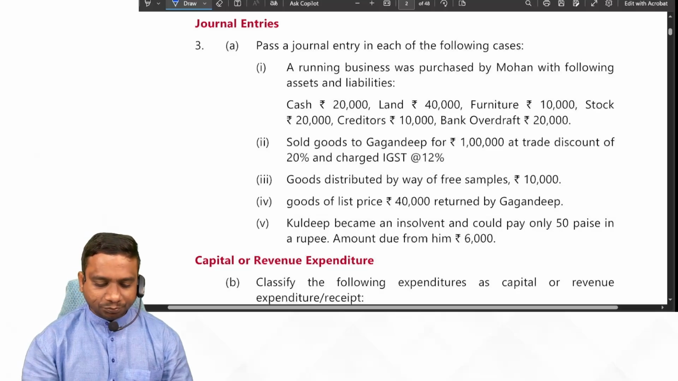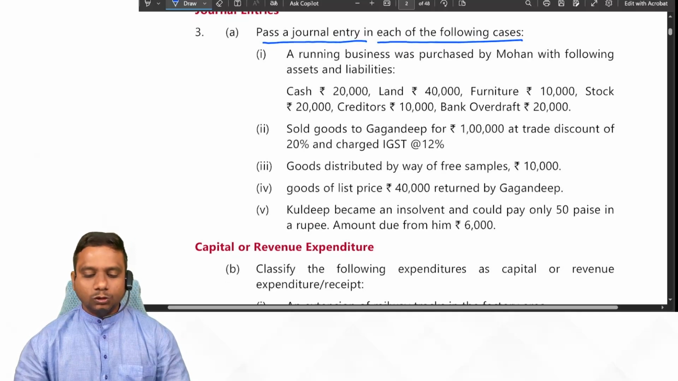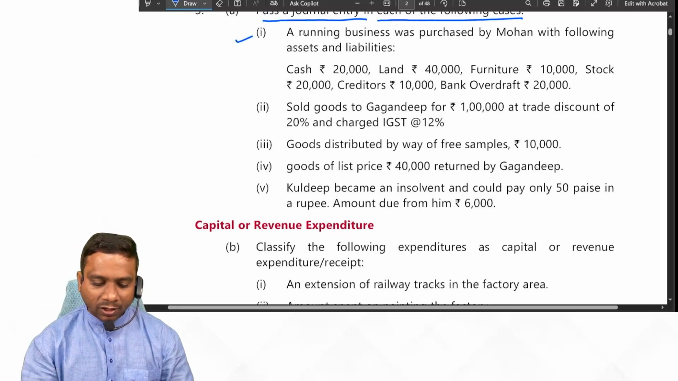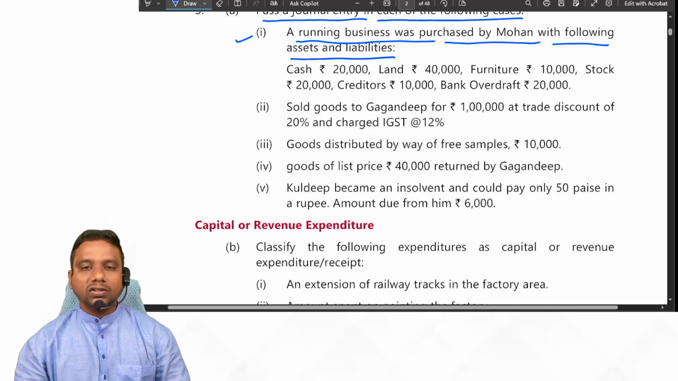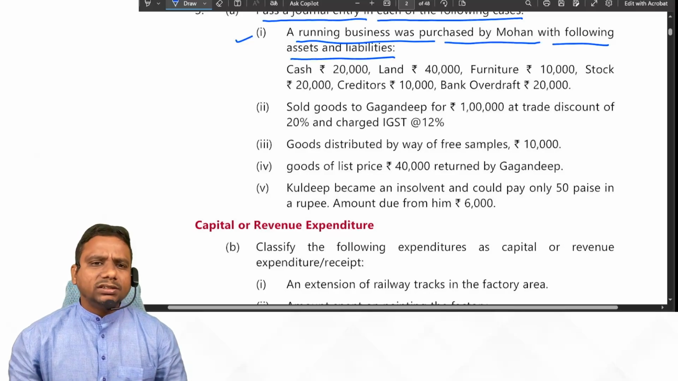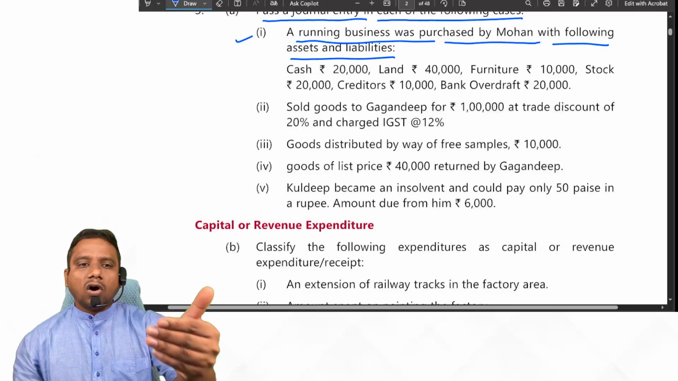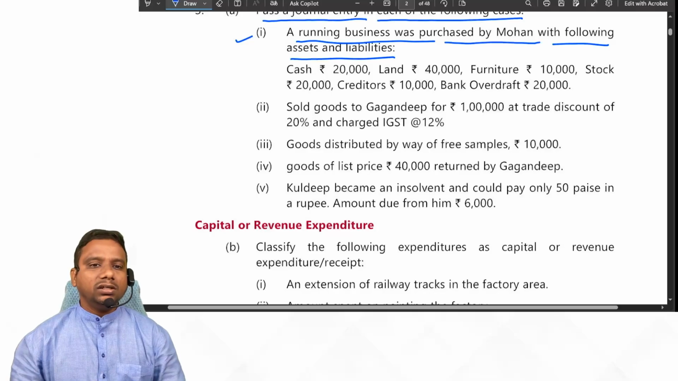Look carefully. Pass a journal entry in each of the following cases. Fine. Look at the first one. A running business was purchased by Mohan with the following assets and liabilities. Whenever we purchase a running business, how is the entry recorded? All assets are debit and all liabilities are credit. The difference is nothing but capital.